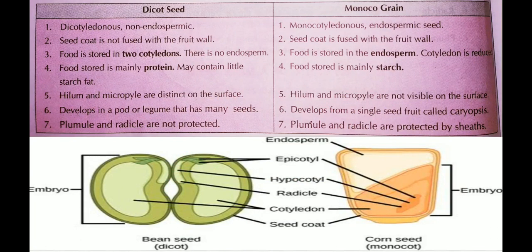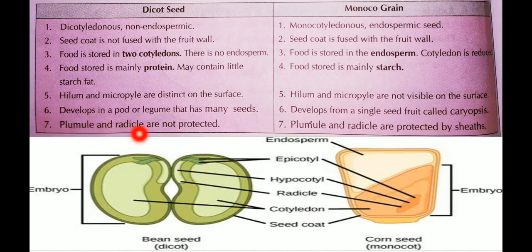We know that it is a porous structure. Okay, but in monocots such a structure is not visible. Then dicots develop in a pod or legume that has many seeds. Yes, so it develops in pods or legumes which have so many seeds, and here, in monocots, it develops from a single-seed fruit called caryopsis. So many maize grains grow together on a single fruit, or like rice or wheat, they grow together on one particular fruit. Okay, so this is the monocot seed, and such a pattern is called caryopsis.